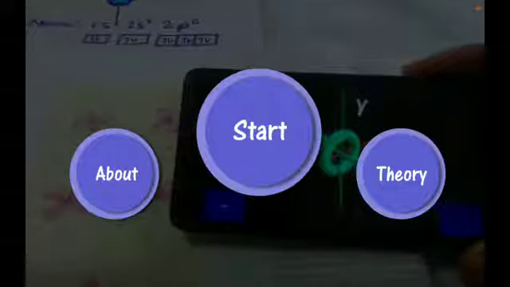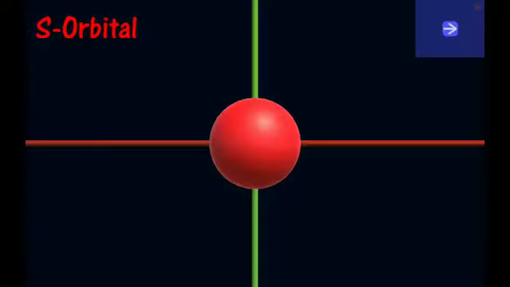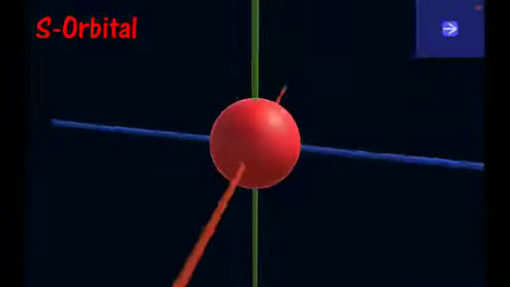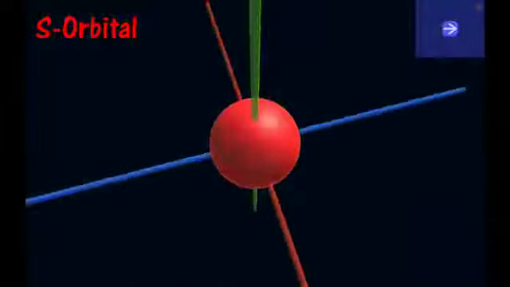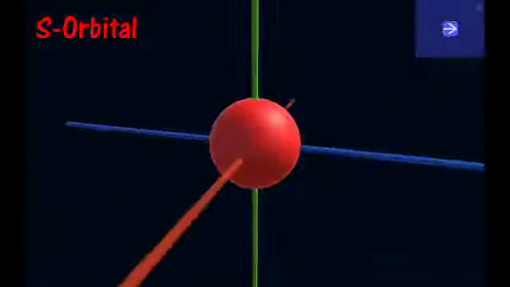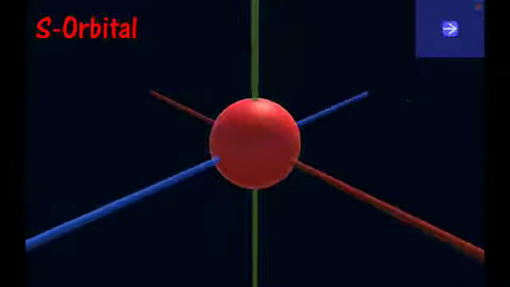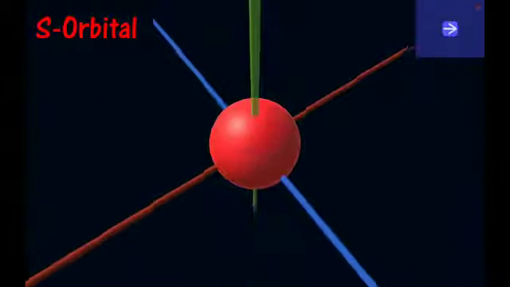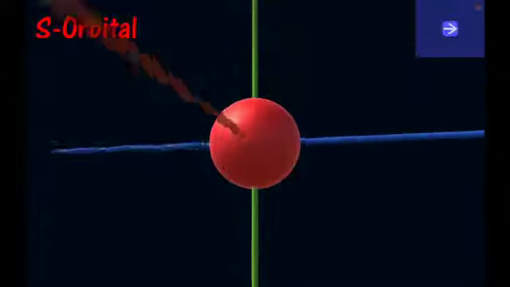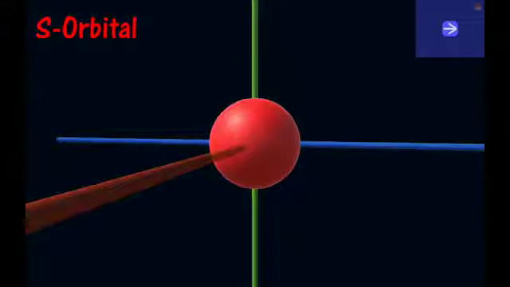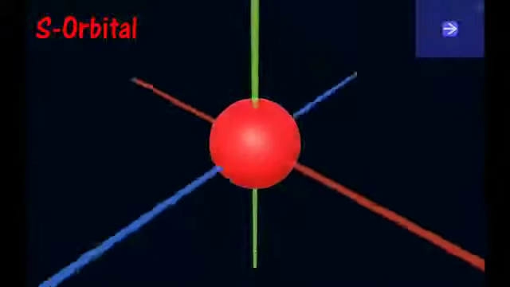So let us visualize the shapes, sizes and orientations of each and every orbital, and see how they exactly look. So this is the s orbital. This is non-directional. You can see there are 3 axes: the x-axis, y-axis and the z-axis. Now the s orbital is perfectly spherical, completely non-directional, and there are absolutely 0 nodes.